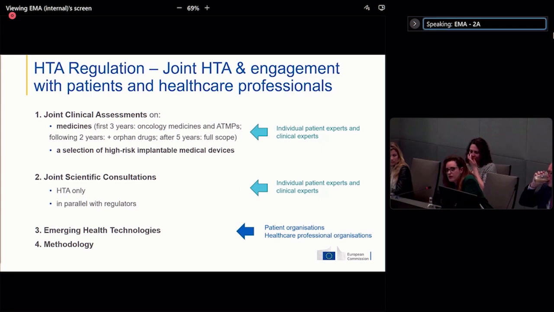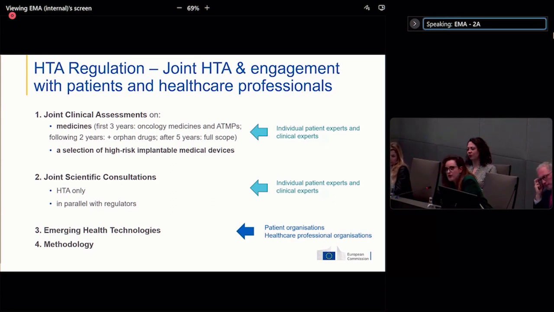Here again, in this slide, you can see the 4 main pillars under the regulation. We have the core element, the joint clinical assessments. The regulation does not deal with every product. It has a limited scope. Certain medicines, only the most innovative products going through the centralized pathway through the EMA, will be the focus of the regulation, with a so-called stepwise approach.